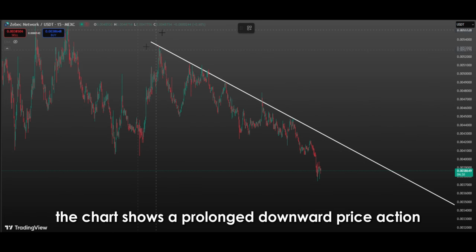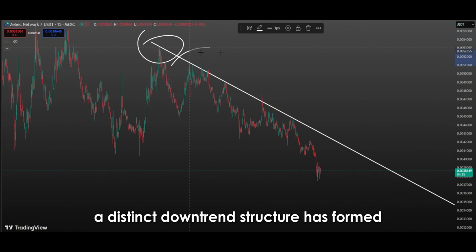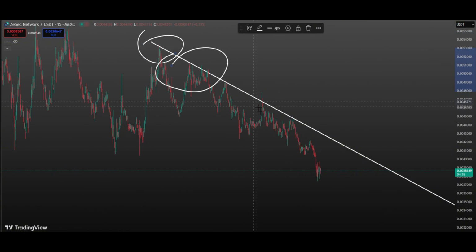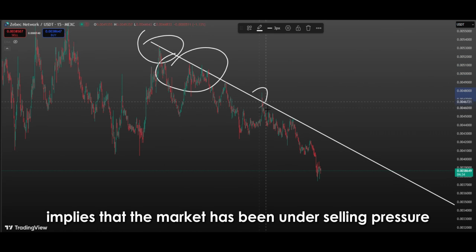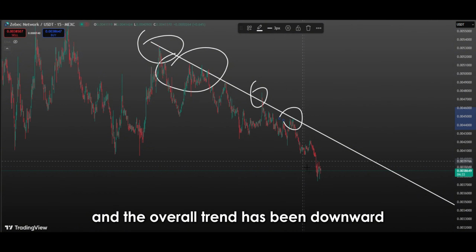The chart shows a prolonged downward price action, and as a natural consequence of this price action, a distinct downtrend structure has formed. This type of trend implies that the market has been under selling pressure for a certain period of time, and the overall trend has been downward.